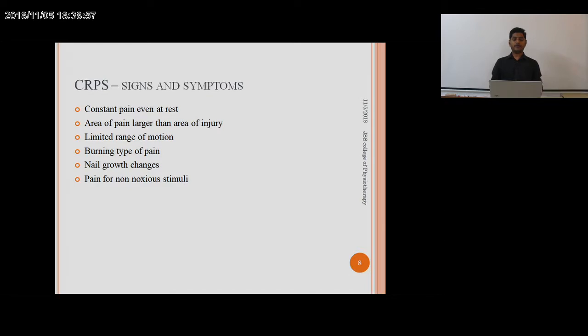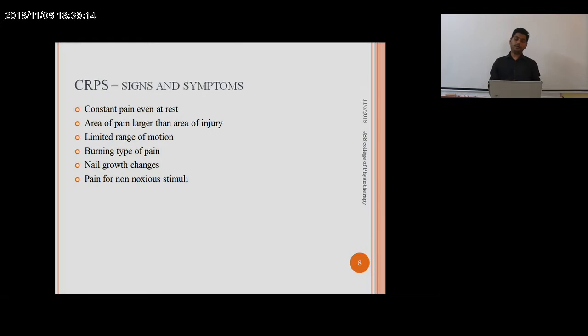The area of pain is always larger than the area of injury. For example, if a person has a distal radius fracture, the fracture is only in the distal radius area, but the pain could be felt in the shoulder region. Likewise, if a person has a malleolar fracture, they will perceive pain up to the thigh region.